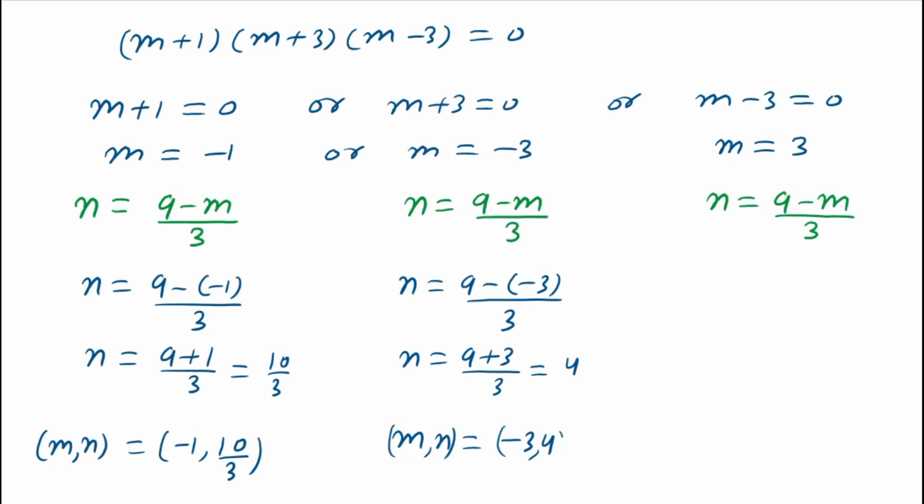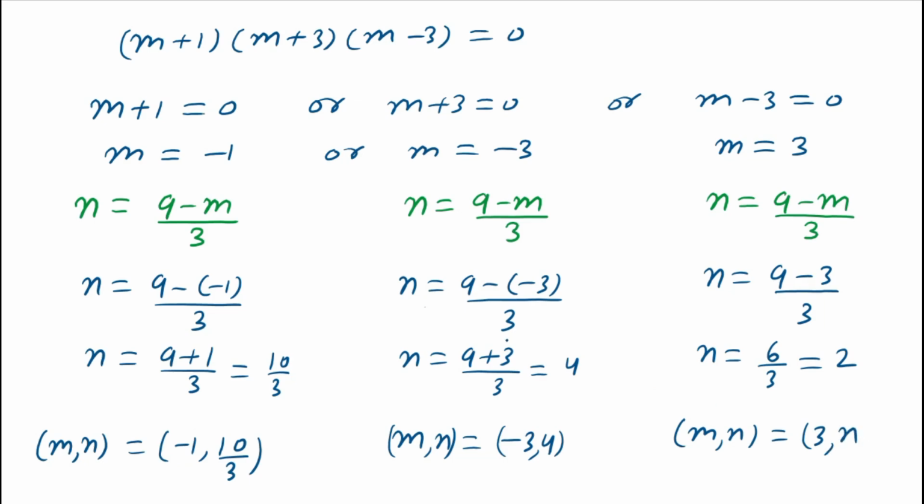Now the last case: n is equals to 9 minus the value of m, which is 3, divided by 3. Then n is equals to 9 minus 3, which is 6, divided by 3, and this is equals to 2. So m comma n is equals to: the value of m is 3, then the value of n is 2. Let's say this is case first, this is case second, and this is case third.